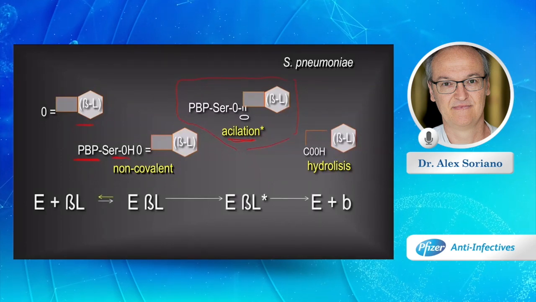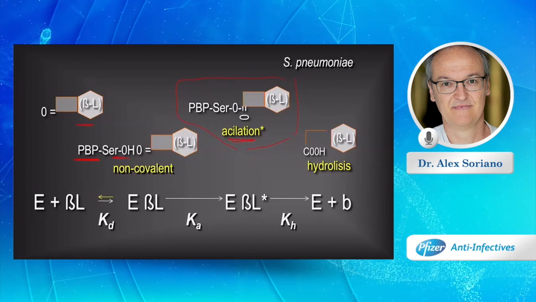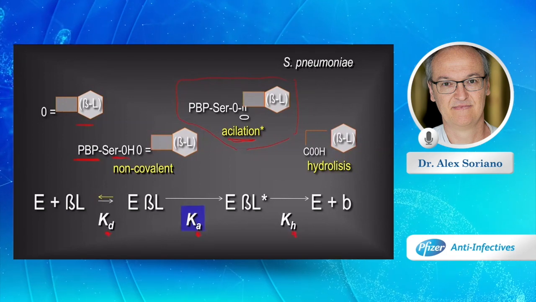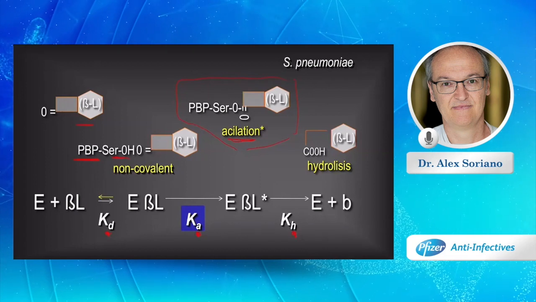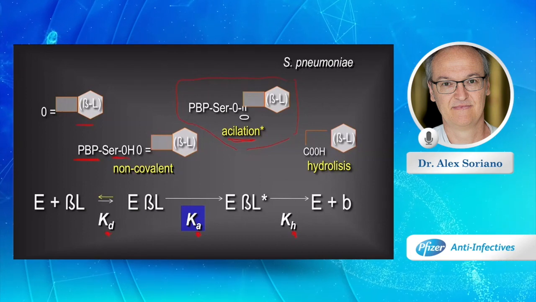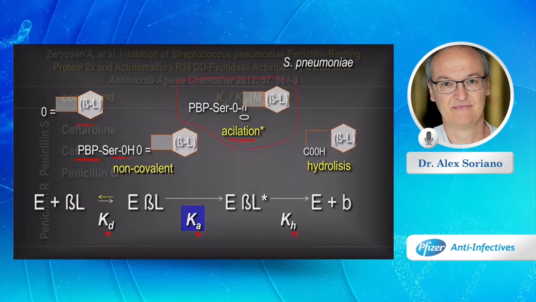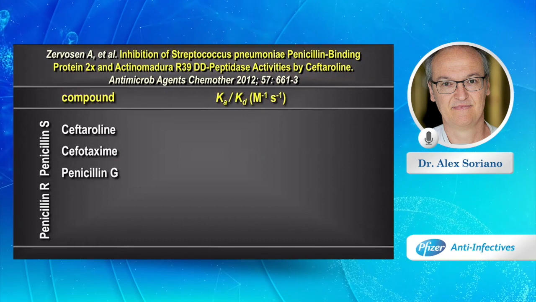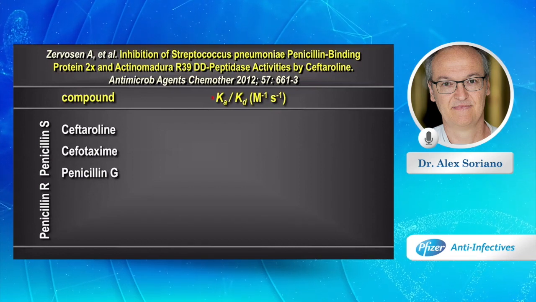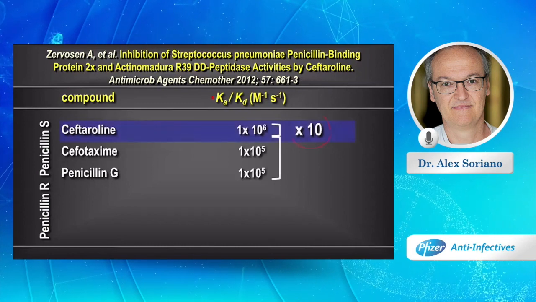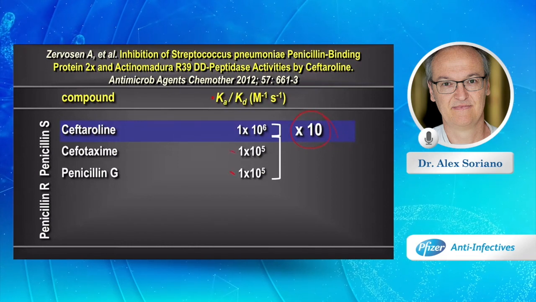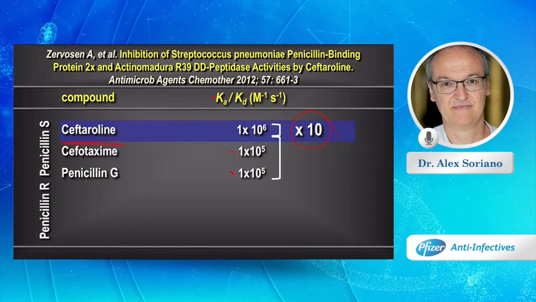Well, this can be summarized in this enzymatic reaction, and this is regulated by some constants: the constant of dissociation, of acylation, and of hydrolysis. And of course, it is better to have an antibiotic with a very high constant of acylation, because then the inhibition of the cell wall synthesis of the pneumococcus will be stopped early, and the antibiotic will be more bactericidal. From this perspective, it's very interesting to see the ratio of the constant of acylation to the constant of dissociation of different beta-lactams. And as you can see here, ceftaroline is 10 times more potent in terms of acylation than cefotaxime or even than penicillin. So nowadays the most potent anti-pneumococcal agent is indeed ceftaroline.